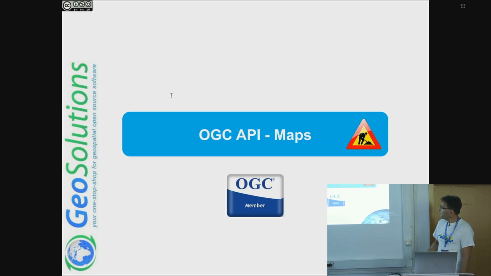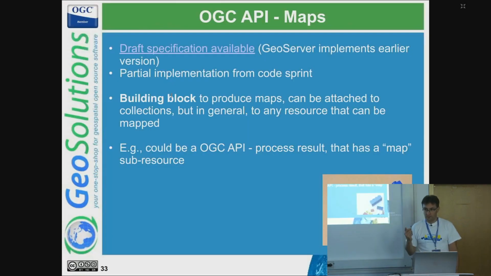Okay, OGC API maps is another API which is in draft. It's an API which is specified from the ground up as a building block rather than a service like OGC API features. And we have a partial implementation of it from an OGC API code sprint. The building block is to produce a map, so it can be attached to anything, any resource that can be mapped. You have a raster, you map it. You have a vector, you map it. You have a WPS output process, you map it. So you attach /map to these things.